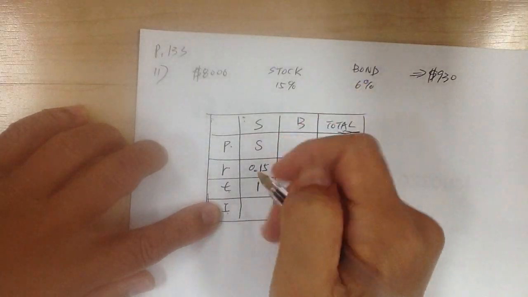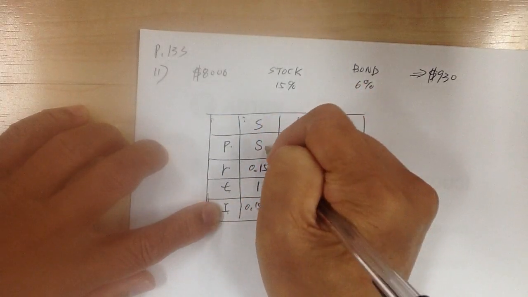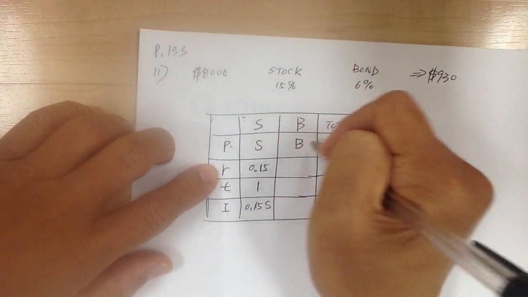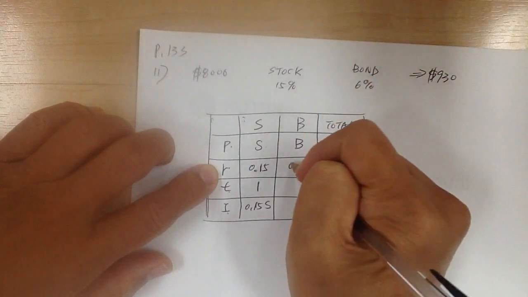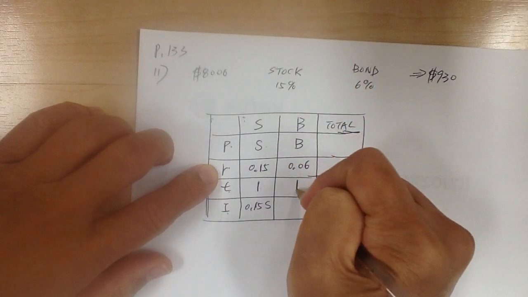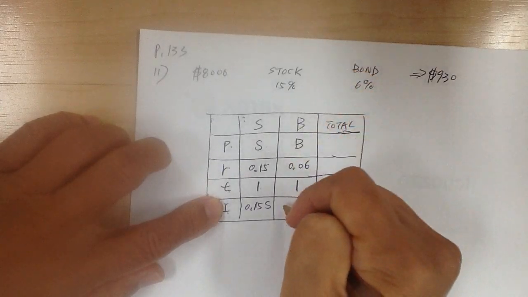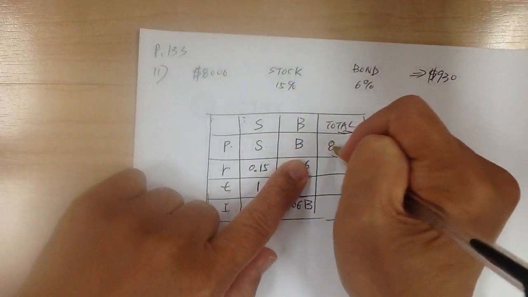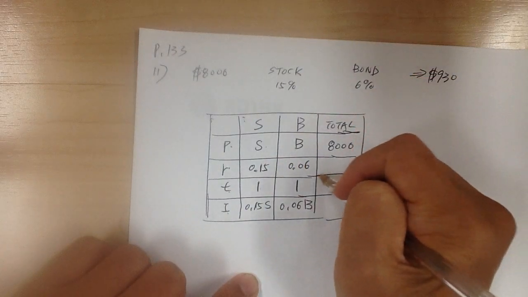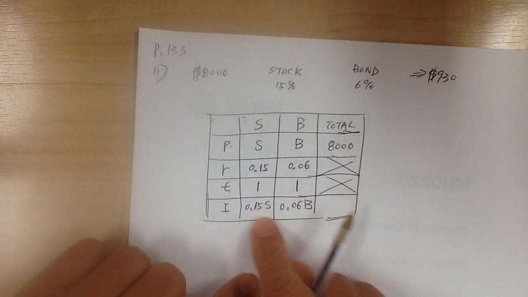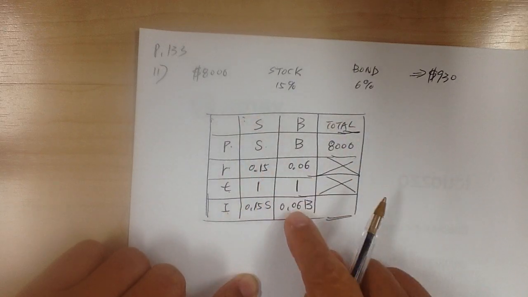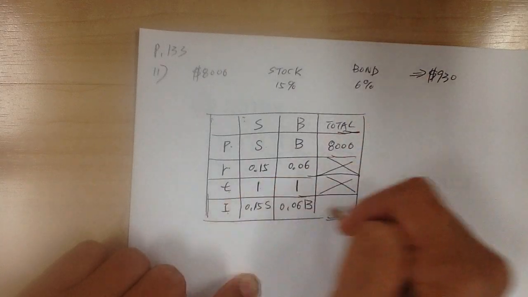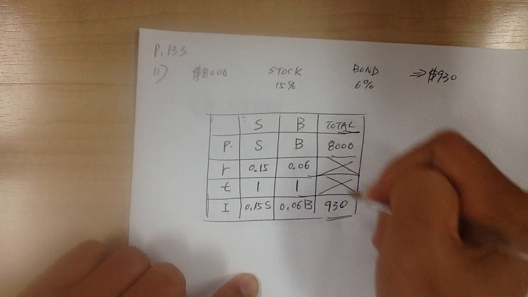For interest, you can just multiply these things down, so it'd be 0.15s. This times that will give you that. For the bond, again, you don't know the amount, so B, and the interest rate is 6%, so 0.06. Annually means 1 year, so when you multiply, you get 0.06B. Now the total amount, it tells you the total amount is 8,000. You don't add the rate, and you don't add the time. This is the interest you earn from the stock, this is the interest you earn from the bond, and you want the total interest to be 930. So you got to know how to use the table.